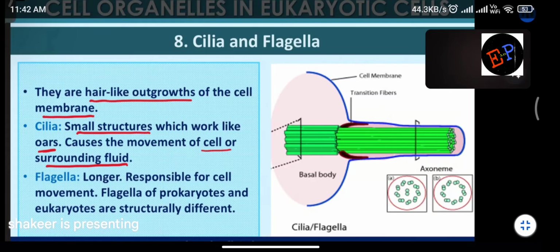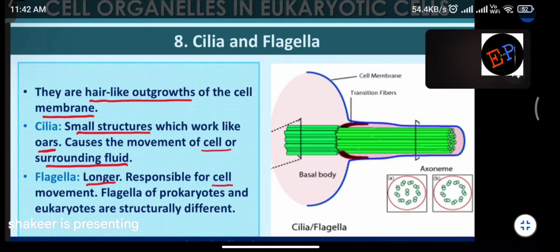So they are responsible for movement of the cell, or simultaneously you can say they are responsible for movement of the liquid in which the cell is present. If a cell moves, you can say motion of the cell is present. If the surrounding fluid flows, then also you can say the cell is moving. Okay, that's it. Flagella are longer, responsible for cell movement.